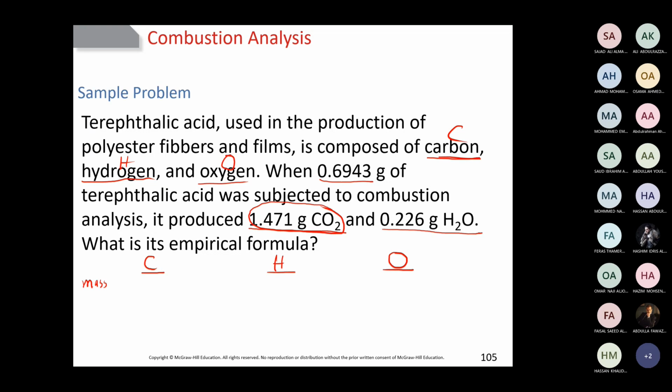I think we have to multiply 1.471 times the atomic mass of carbon over the molecular mass of carbon dioxide. That's right. Exactly. Perfect answer. Give me a number now. Yes, what you said is perfectly correct.